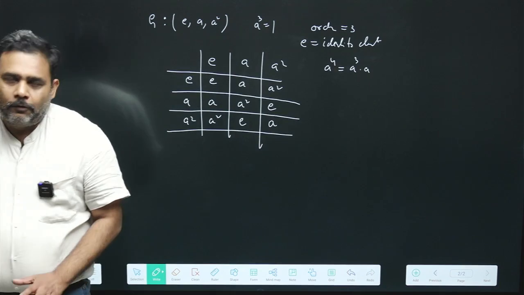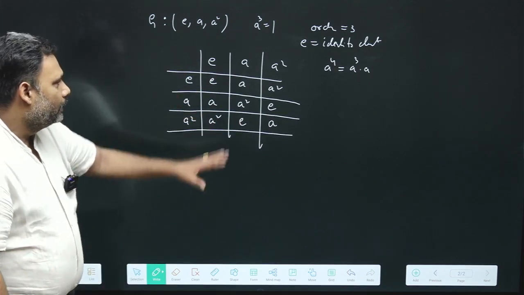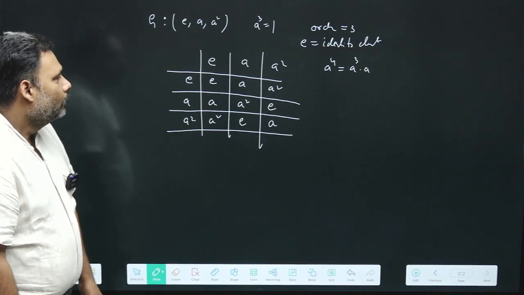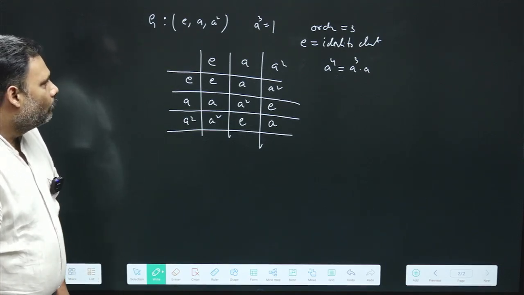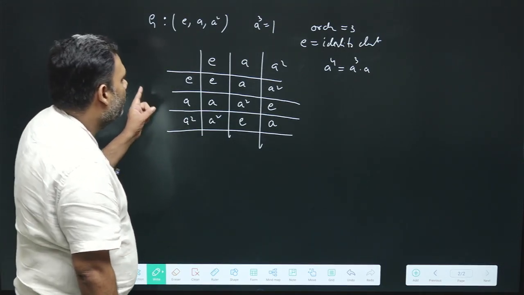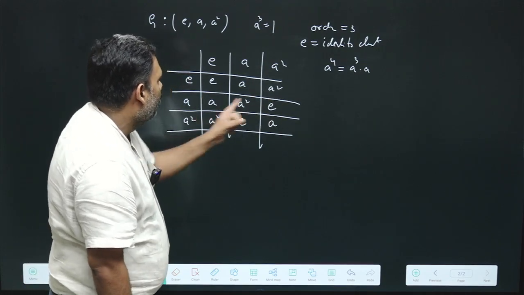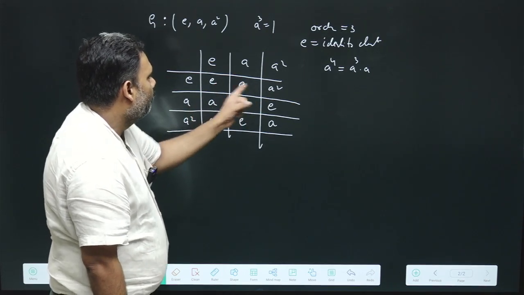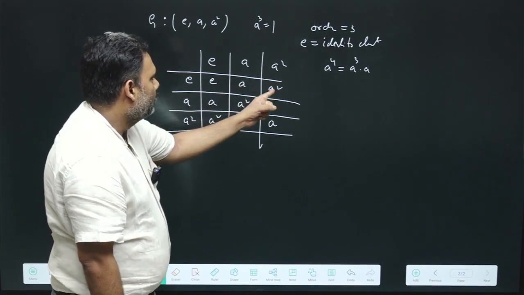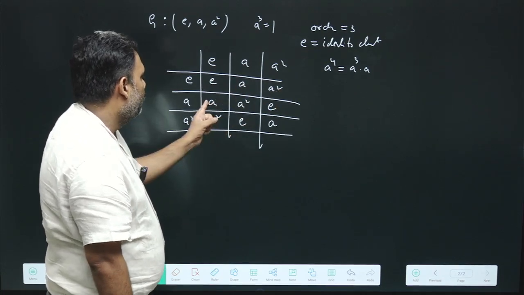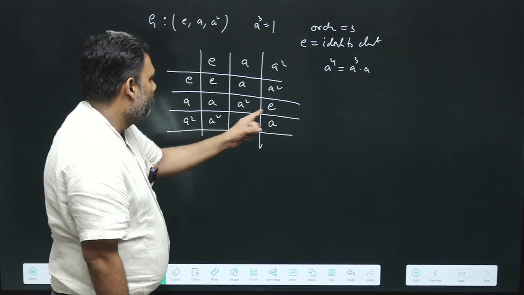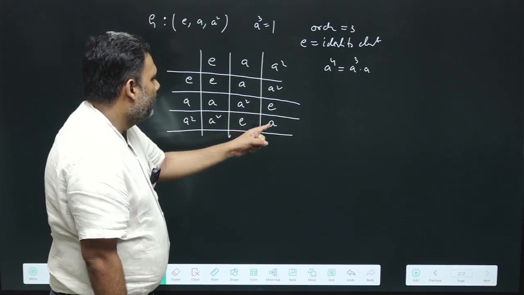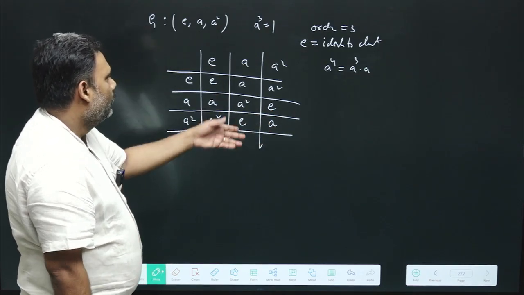So now we have to check whether this multiplication table is correct or not. How will we go for this? You just check in each and every column, you have a different element. Look at here. This A square is separate, A square, E is separate, A square, E and A is separate. So you have a different element each time.